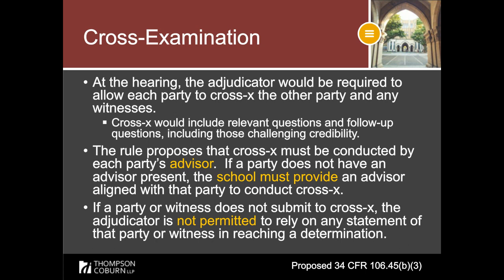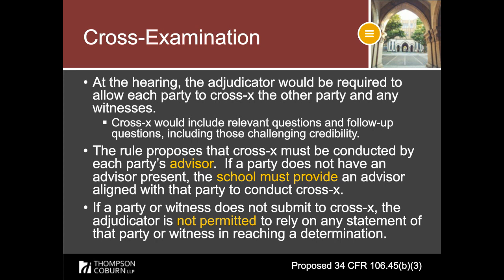So if you're required to have a live hearing and the cross-ex has to be provided and it has to be conducted by an advisor, it would not seem that you could restrict the parties from having advisors entirely. You can prevent their advisors from participating at a certain level, but you have to let them choose their advisor. They're going to have an advisor, right, to do the cross-examination, and you have to treat the advisors equally for each side. If a party does not have an advisor present, the school must provide an advisor aligned with that party to conduct cross-examination.